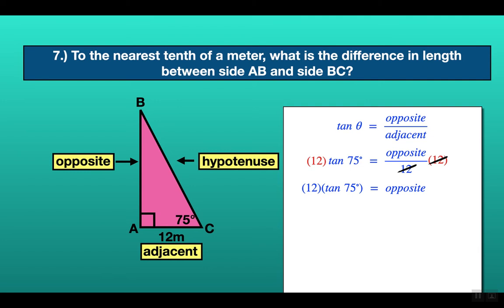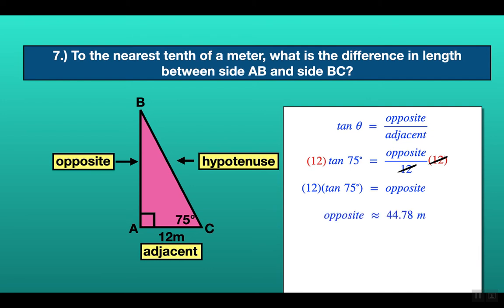I'll say it one more time. 75, hit the tangent button, times 12 equals, and that'll give you the answer. If we go from left to right, this is how you would do it. From left to right, you would enter 12 times 75 tan equals.